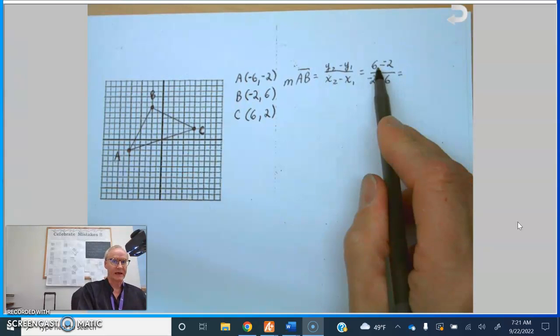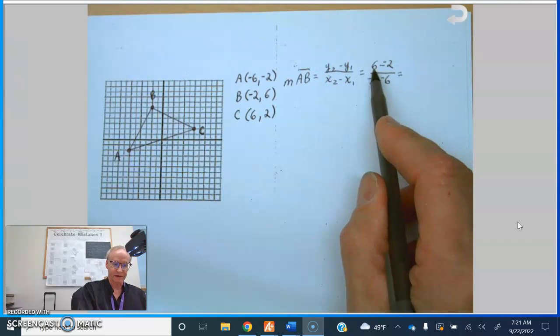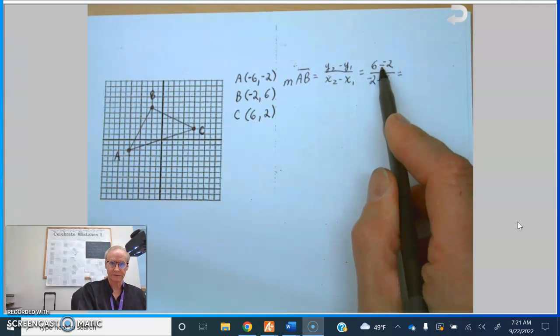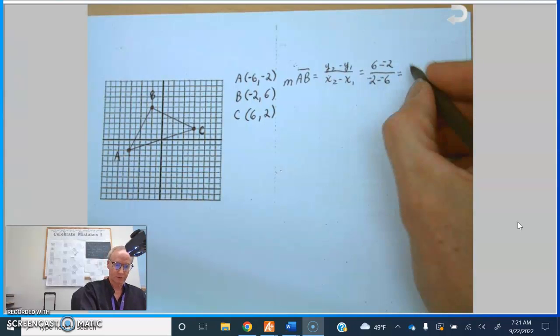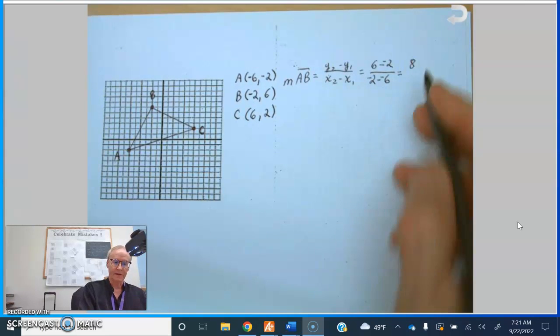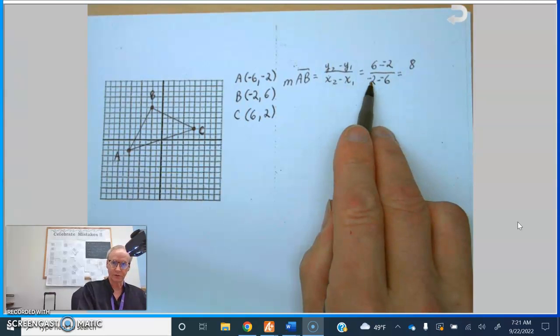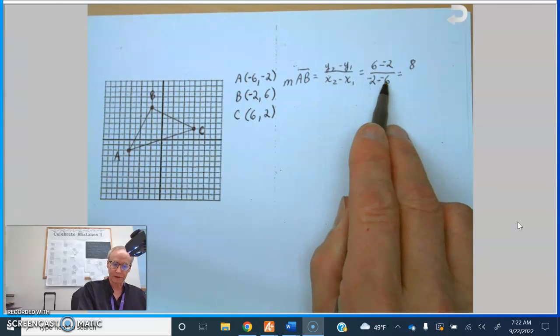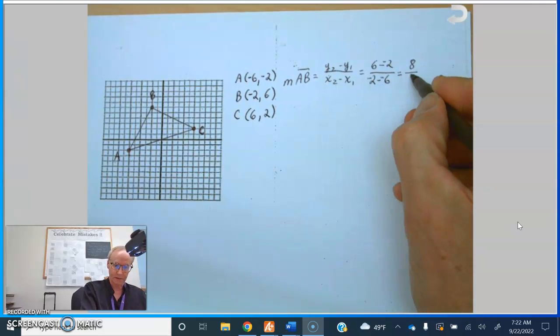You have to be able to add these correctly. This is 6 plus 2. That double negative means the same as a negative times a negative. This means 6 plus 2, which is 8. And this means negative 2 plus 6. There's a double negative here. Negative 2 plus 6 is 4.